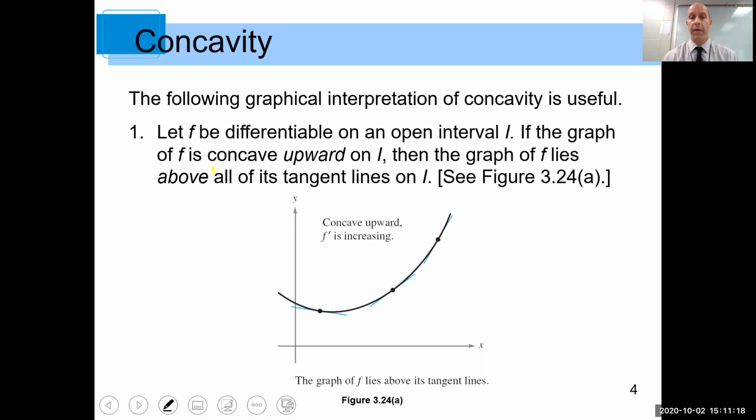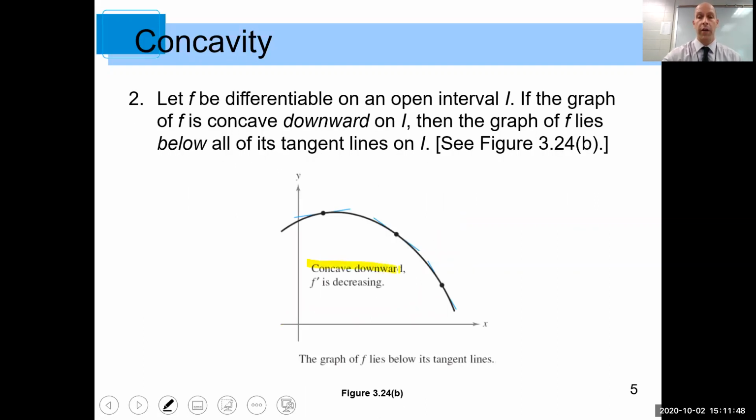So here we have the graph of a function. It kind of looks maybe like a parabola. But what I want you to notice is this. Anywhere on this curve, we will call this concave up. So it's caving upward, if you will. Anytime we draw a tangent line on this curve, you will notice that the tangent line is below the curve itself. This is concave up. f lies above all of its tangent lines. Similarly, if we have a curve like this one that's concave down, then all the tangent lines lie above. So we say that f prime is decreasing.